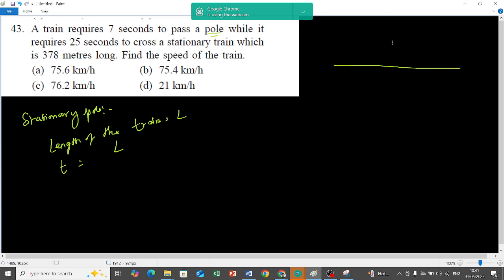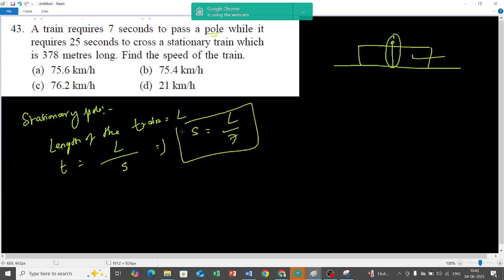So this is the platform, this is the pole, and the train is passing. What is the distance covered by the train? It is equal to the length of the train, with respect to the pole, because the pole doesn't have any length. The pole is looking at the train and it can see the entire length of the train. So the distance covered by the train with respect to the pole is L, divided by the time taken, 7. The speed of the train is S. So S is L divided by 7.